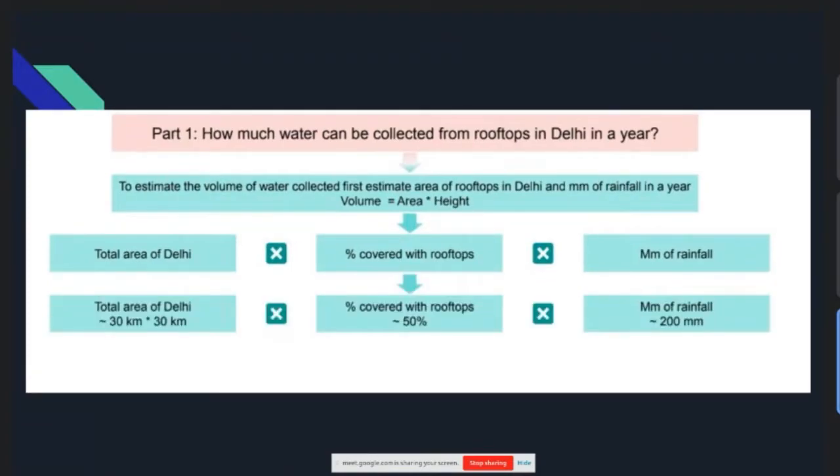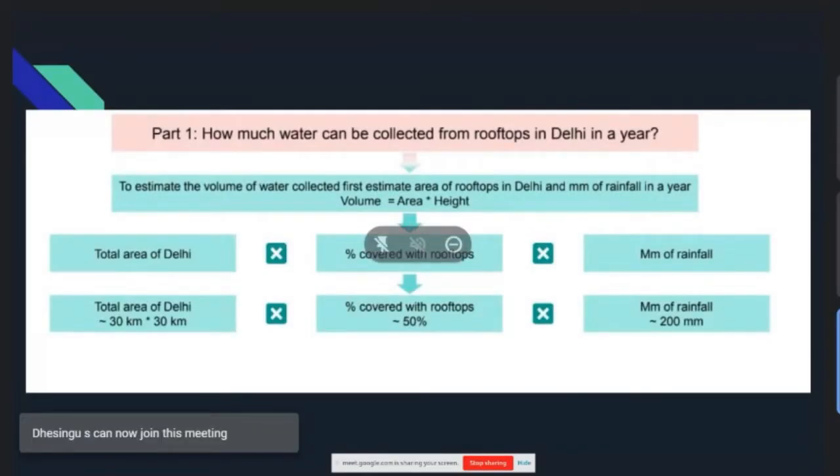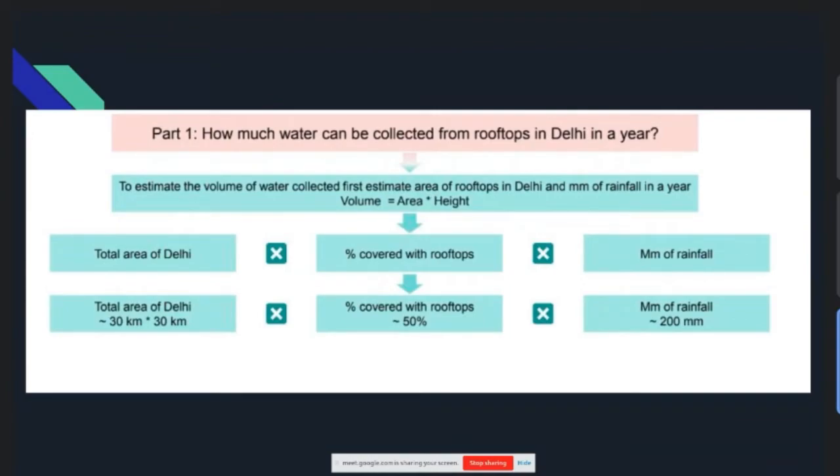Next. Now first comes the step of assumption, which is the total area of Delhi. Here, you can either ask the interviewer to please give you a number so that you can proceed with the calculations, or you can use your own common sense about how much the total area of Delhi could be and give a sensible number. If you provide a number yourself, just confirm with the interviewer that I am going with 30 kilometers into 30 kilometers.